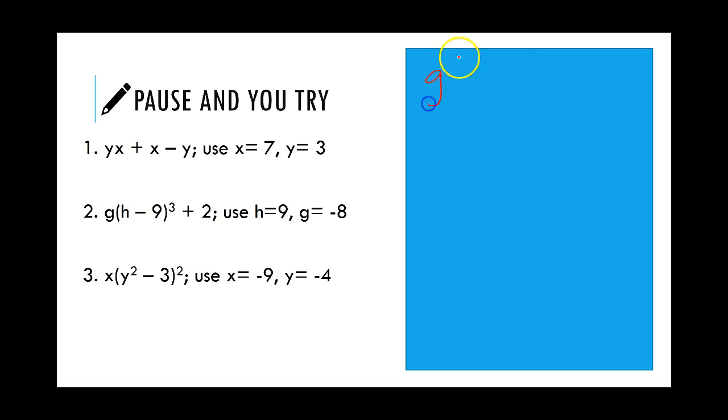The next one is g parentheses h minus 9 to the 3rd power plus 2. All right, so g is -8, parentheses, h is 9, minus 9 to the 3rd power plus 2. So I do these parentheses first, so that's -8, 0. Do the exponent, that's still 0. Do the multiplication, which is 0. So you get 2.